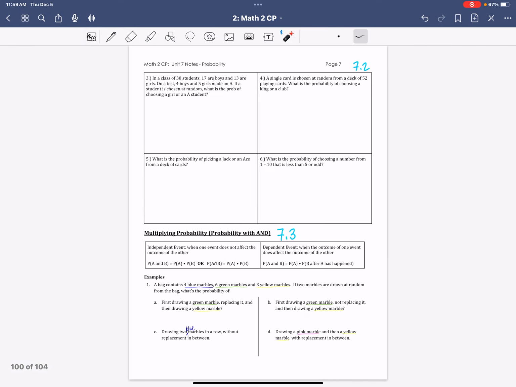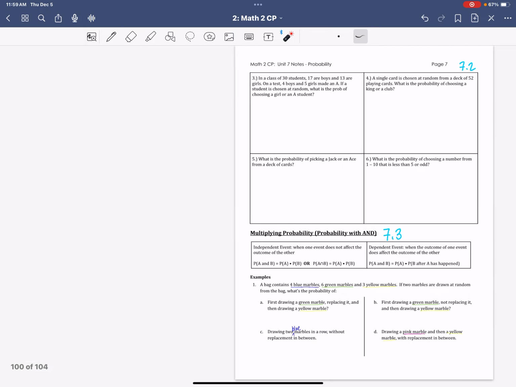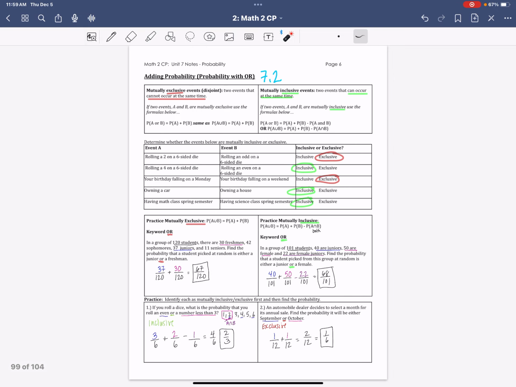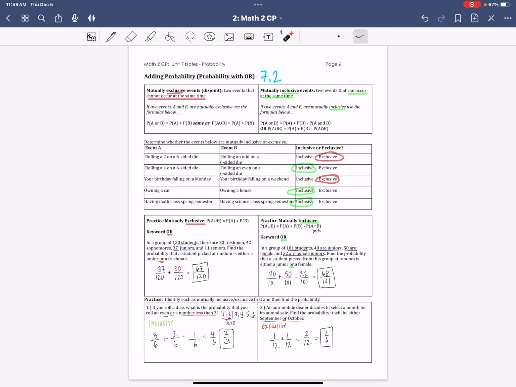All right, so what you're going to do is complete these and make sure you list out your options, and then try to figure out: is it exclusive, is it inclusive? From there, use the little formulas at the top. You can do it here or you can do it here. And that is how you add probability.